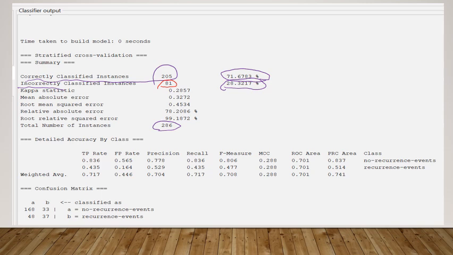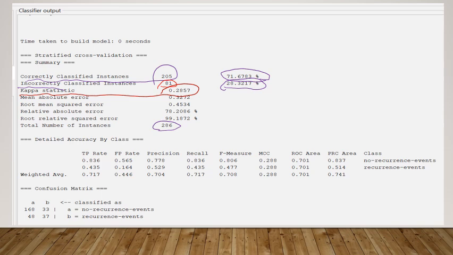And then we also have the kappa. You can see the kappa statistics here, which is equivalent to 0.2857. So what does this mean? The kappa statistic is a measure of agreement between the predicted and the true class labels, taking into account the possibility of agreement by chance. So a kappa of 0.2857 suggests a low to moderate level of agreement beyond chance.